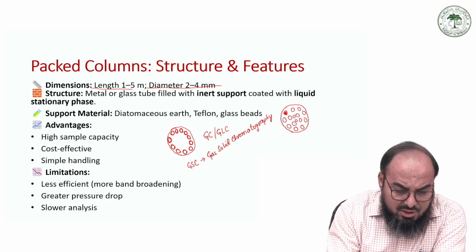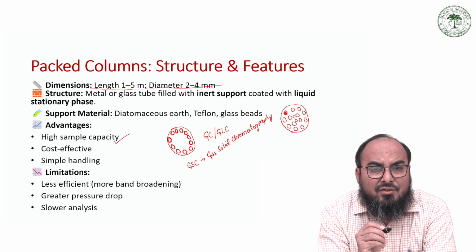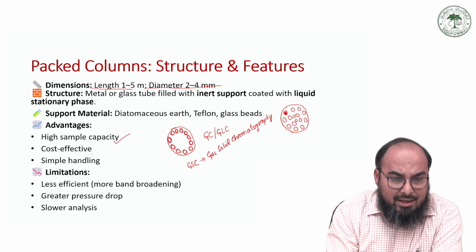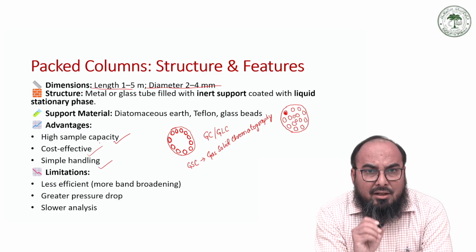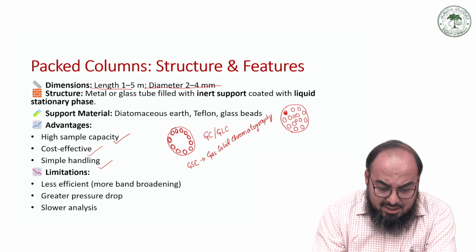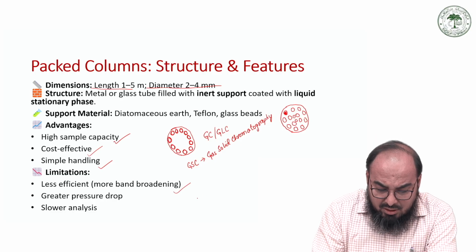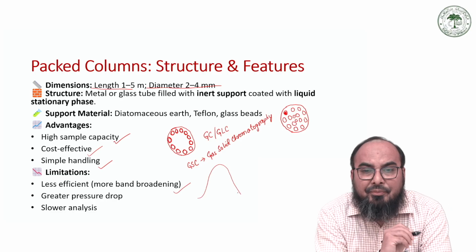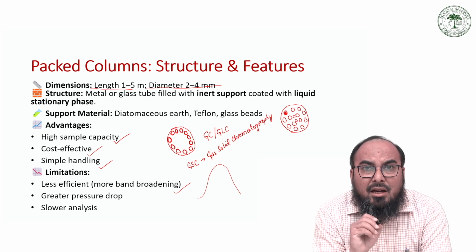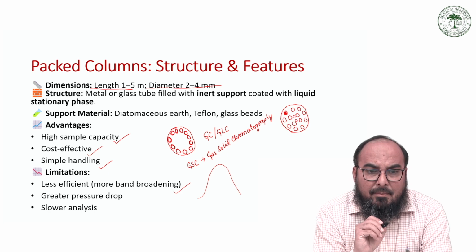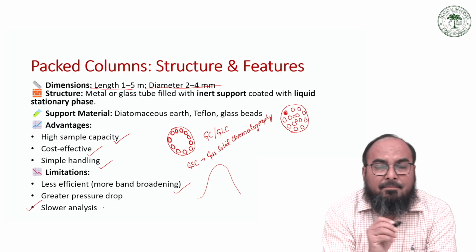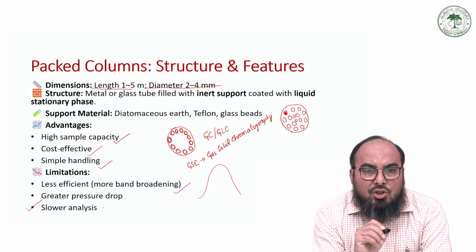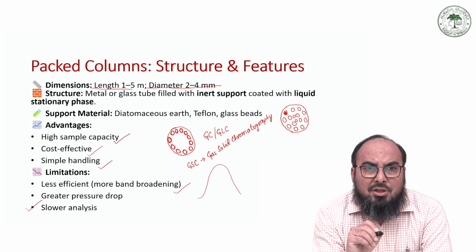So of course you can take high quantity of sample. It is easy to handle, simple, robust, and it is cost effective also. But the disadvantage is that it is less efficient, because now band broadening will occur, and the greater pressure drop is also there, and again it will take more time to run your sample. So these are actually the limitations with regard to packed column.